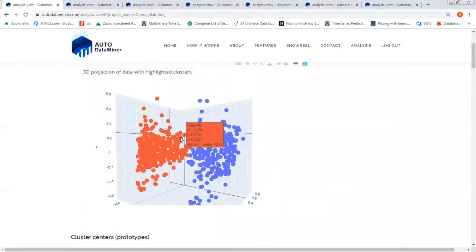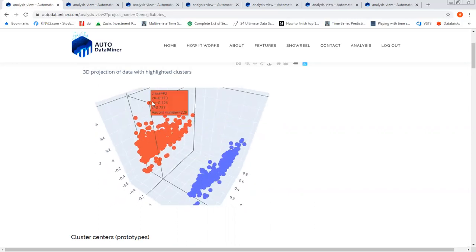When you hover over each of these data points, you see, for example, the class number 2, the XYZ values, and then the record number. In this way, you can go to the data set and see which record, for example, this person is.